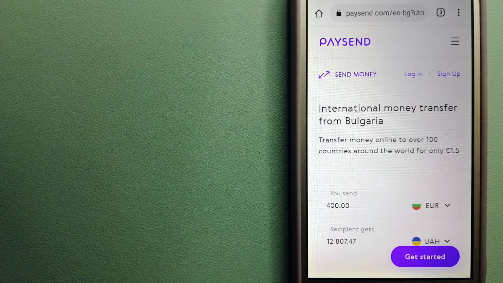We are going to talk about three ways to send money if you are in Russia and you want to send money to Egypt. Why do we have to send money overseas? There's a lot of reasons for that.